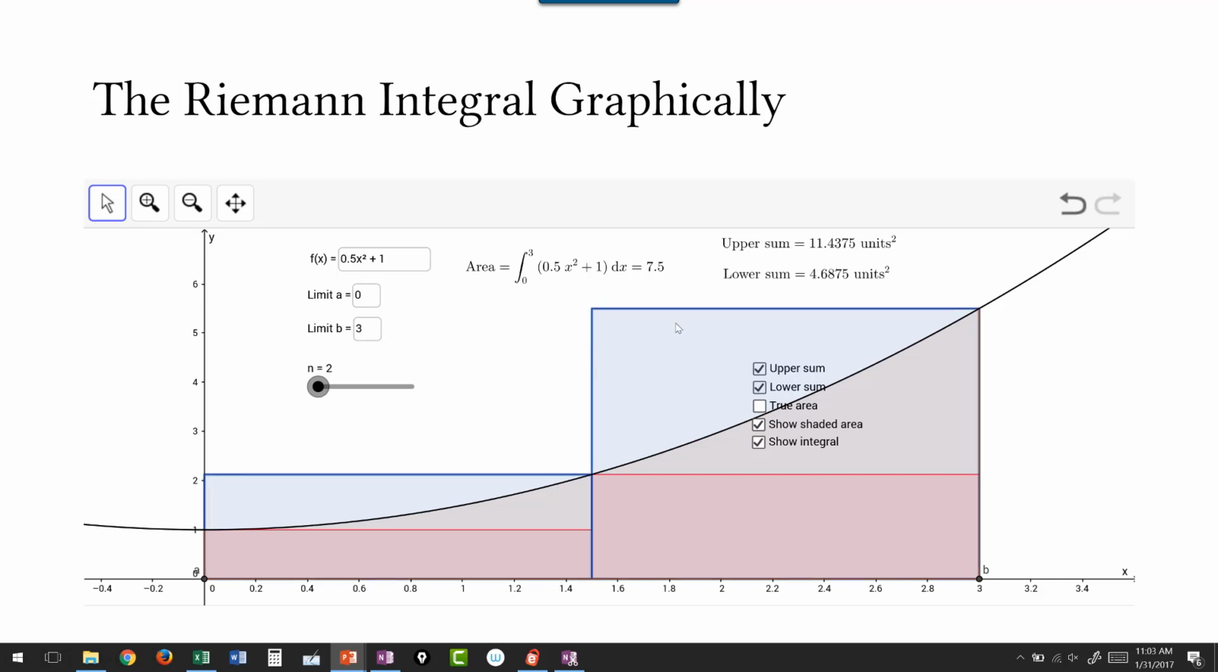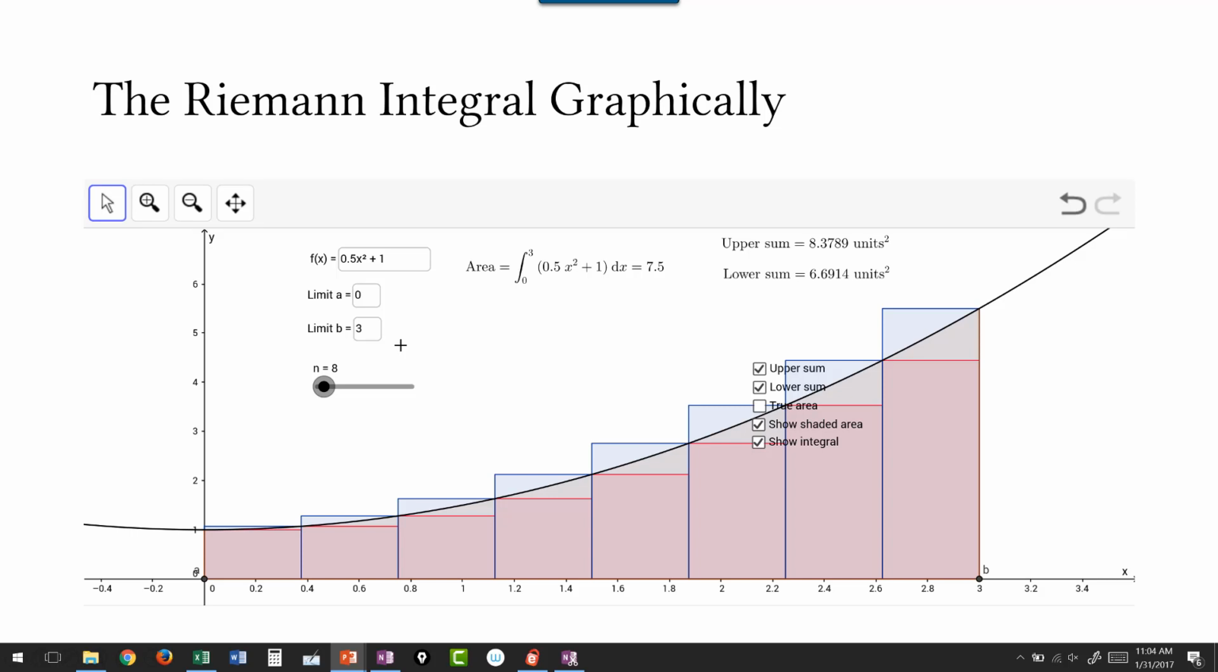And we can see by looking at the calculated upper sum, which is the area of the taller rectangles, and the calculated lower sum, which would be the area of the pink or red rectangles, that using 2 rectangles to approximate the area is not going to do a very good job. But it's easy to increase the number of rectangles. I can click on the black dot here and slide to the right.